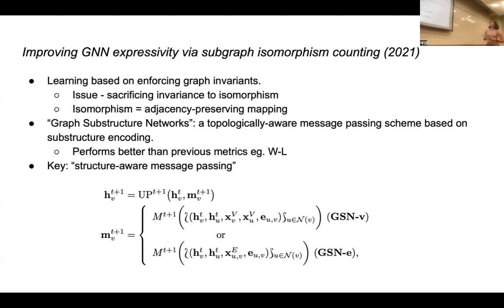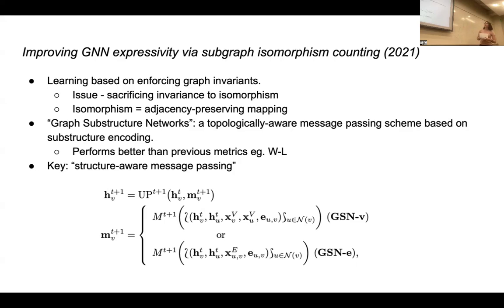We can see in this message passing scheme, H sub V to the t plus one represents the vertex V at time t plus one. And this is done by an aggregating function, combining all the messages from the previous vertices and then adding on the new message M_V to the t plus one.